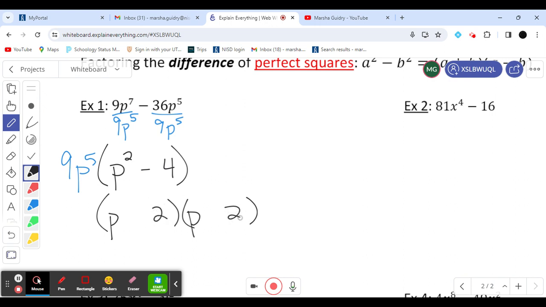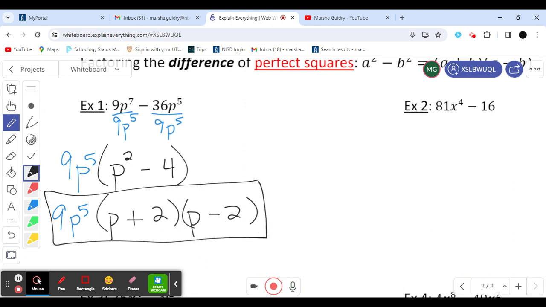2 and 2. And then we just have to make sure that the signs we use are 1 plus and 1 minus. It doesn't matter which order you put them in. You're always going to get the same answer. I just am a creature of habit, so I'll always put plus first. And we cannot forget to bring down our 9p to the 5th power. That was our GCF that we factored from the beginning. So basically, we took this entire pizza right here, our original problem, and we sliced it up into as many pieces as possible. That's basically what we just did.